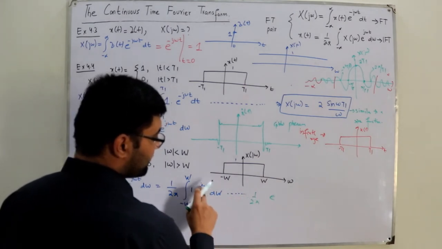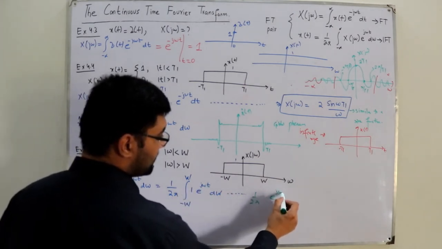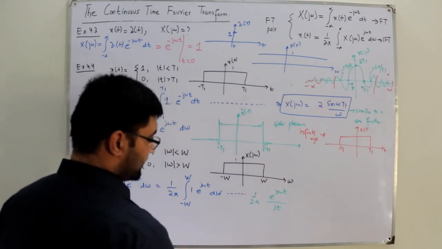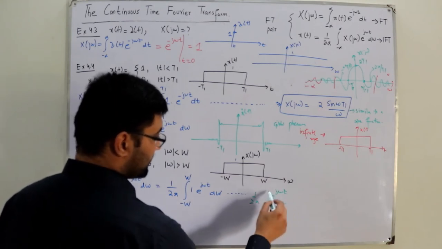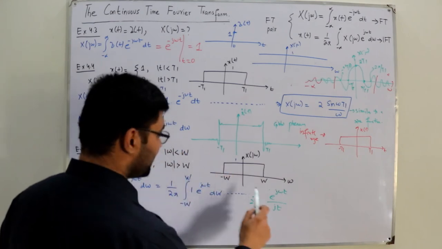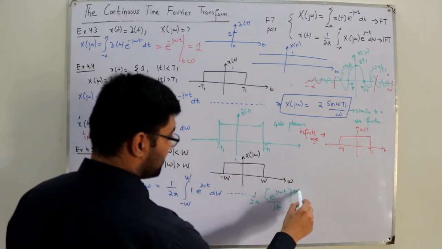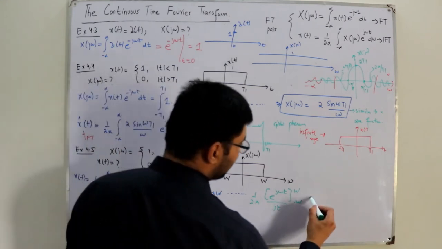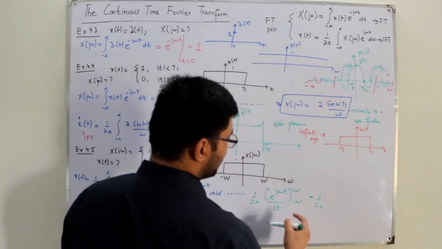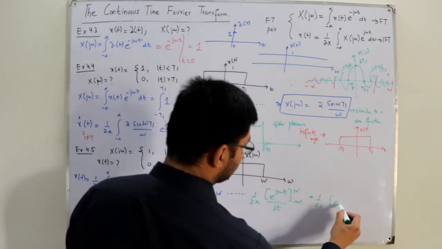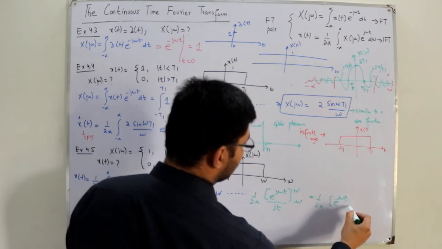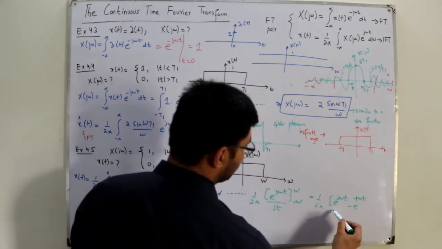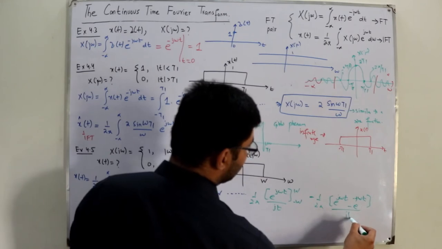Then you have d omega with respect to omega. So you would have an exponential of j omega t and this j t would come downwards. Isn't it like this? And the limits you would put in the function are for omega, and those are plus w and minus w, right? So now what do you have? 1 upon 2 pi exponential of j plus w t minus exponential of j minus w into t. And this is whole divided by j t.